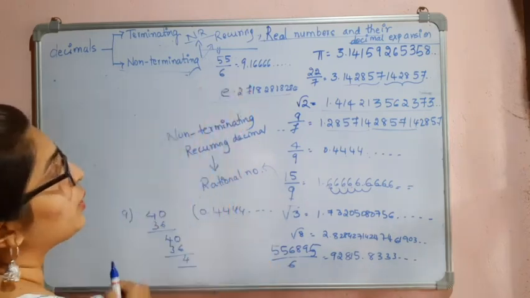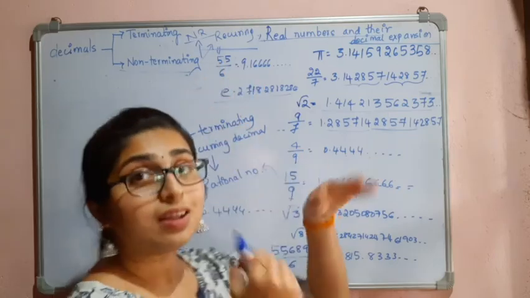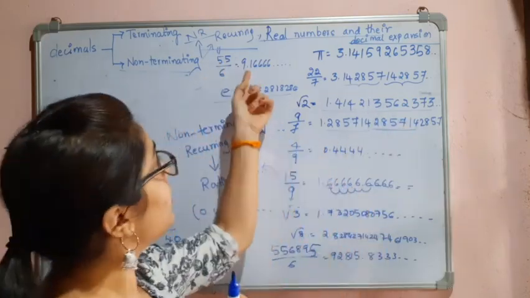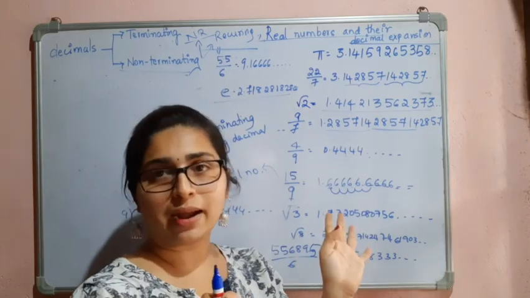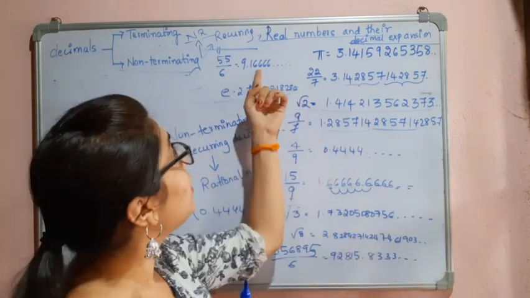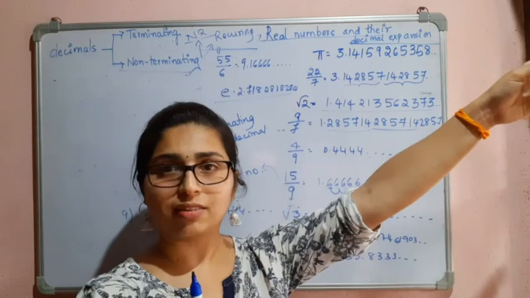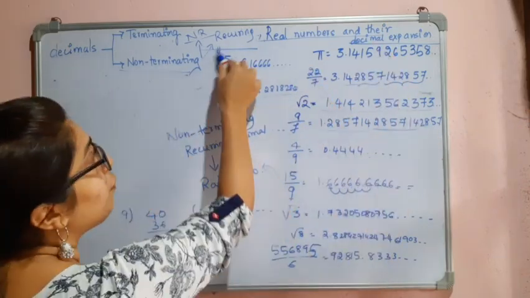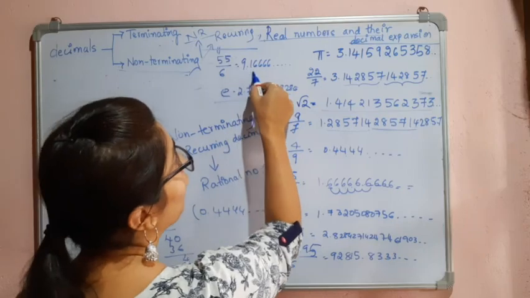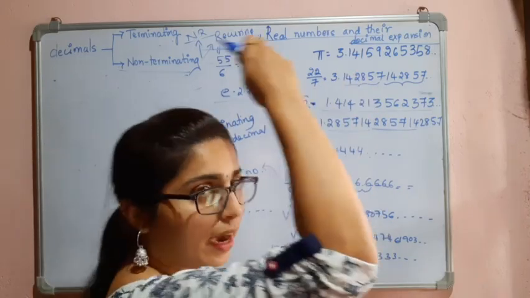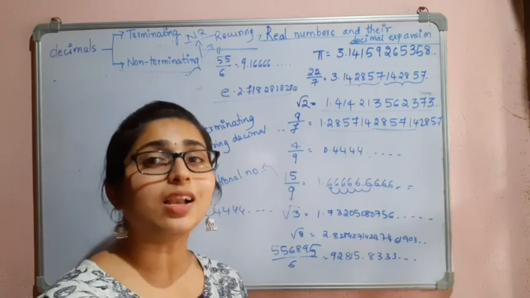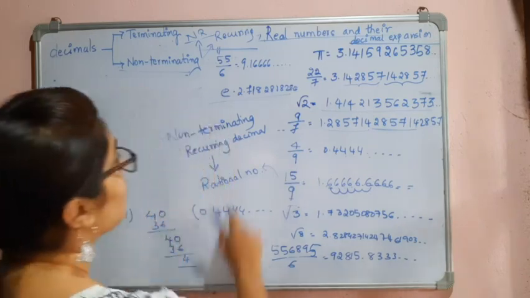Next, here also you can see 9.1, then 66666. Okay, so here the digit 1 is there, but it doesn't matter. It is recurring because after that everything is 6. Right? So this is also a recurring decimal. So 55 by 6, 9.16666 and continuously 6. That also comes under rational number. Okay. Then comes Euler's number.